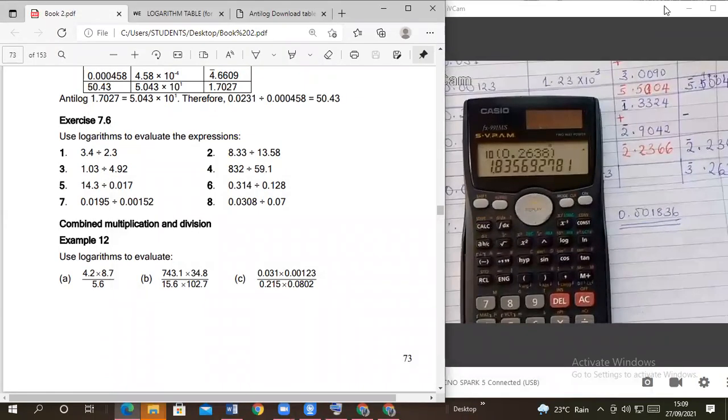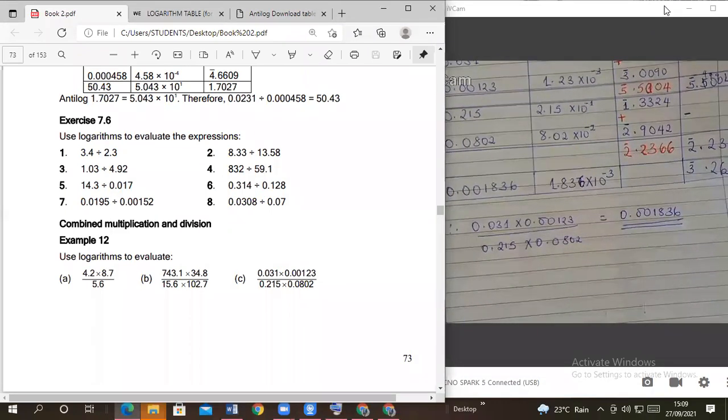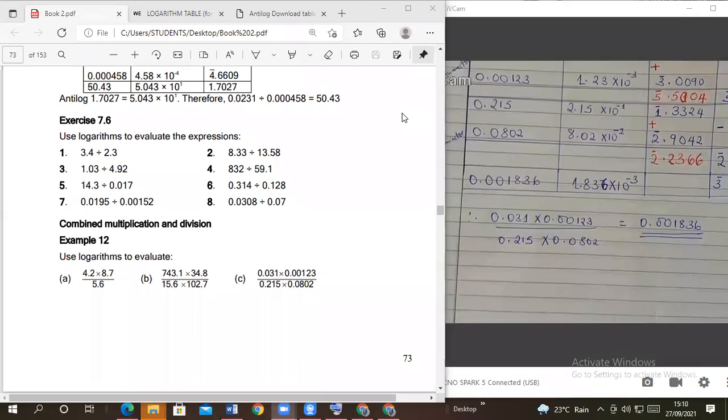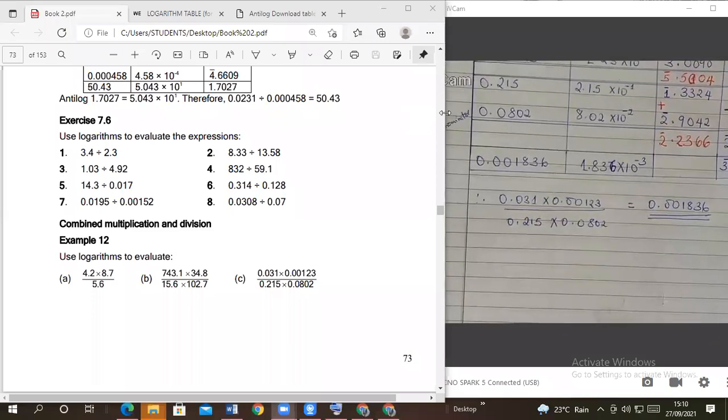So those are some of the errors you get, okay? But it does not mean that your working is wrong. That's the difference when you use logarithm. It's possible for your answer to vary slightly. Sometimes if you use a calculator, I know some values cannot give you the exact value when you use logarithm because of some of the errors.